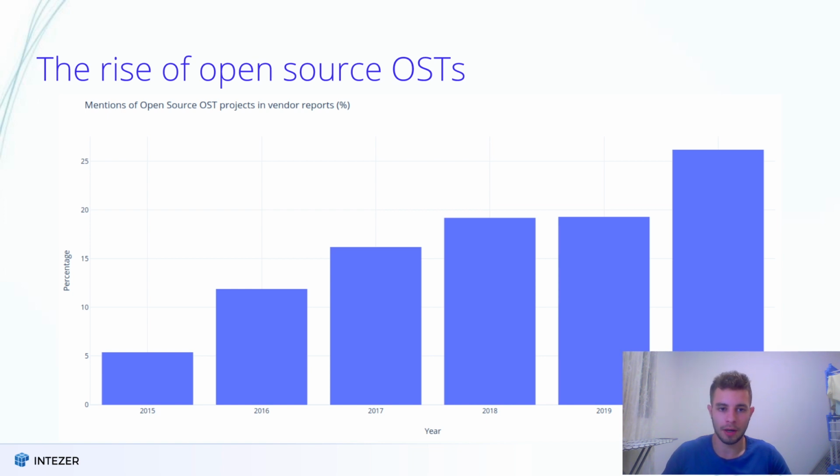We have seen open source OSTs on the rise for a couple of years now. Back in 2015, one in 20 vendor reports had a reference to an OST project, to an open source offensive security tool. But we've seen this number rise to 20% of all security vendors referencing some open source OST in their reports. So that's one in four. We're really seeing an increase in the usage of open source offensive security tools.